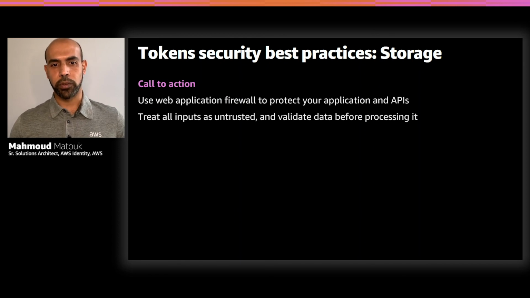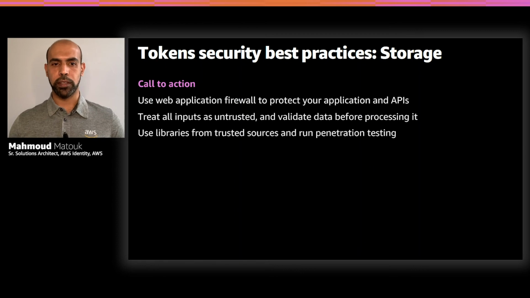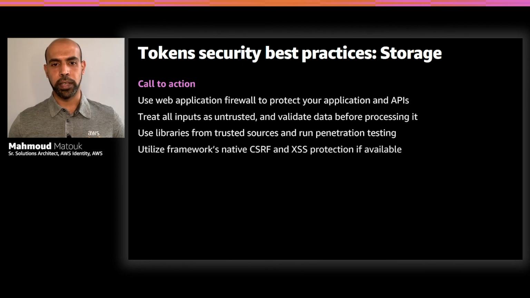Use libraries from trusted sources. Your application at the end might be like 40% code that you write, but 60% third-party libraries. So you need to make sure that these libraries don't have any vulnerabilities or any risks in them. Utilize frameworks' native CSRF and XSS protection. Most of the modern frameworks, again, have some security features here and there, or security plugins that you can use to allow your application to protect itself from these common risks.